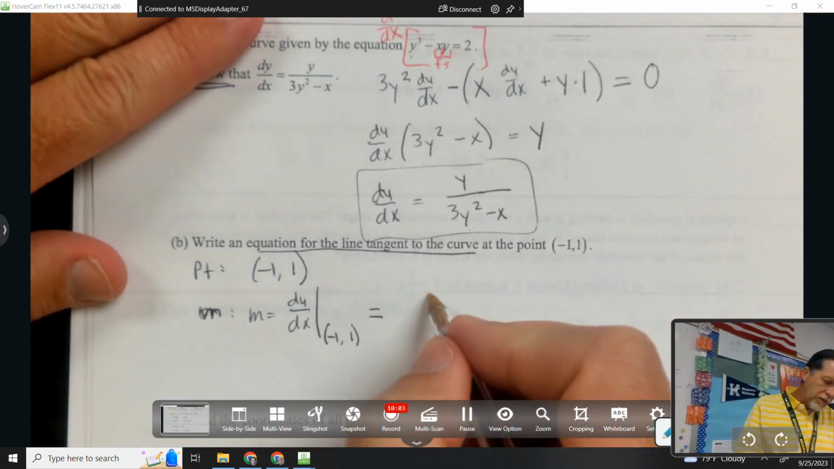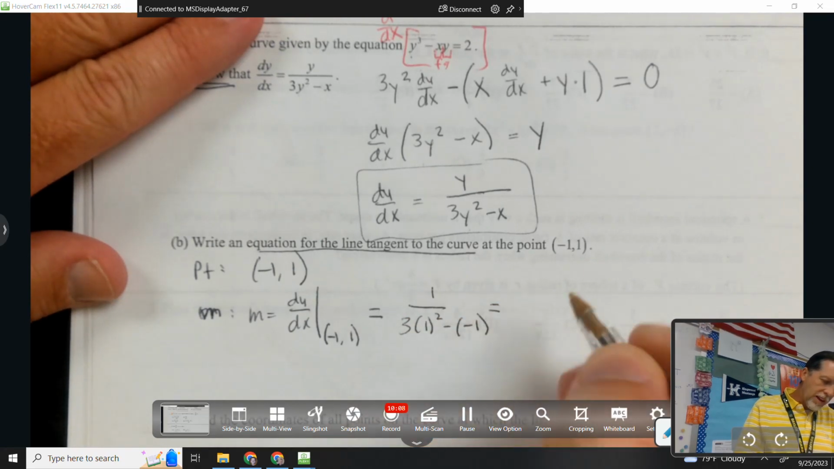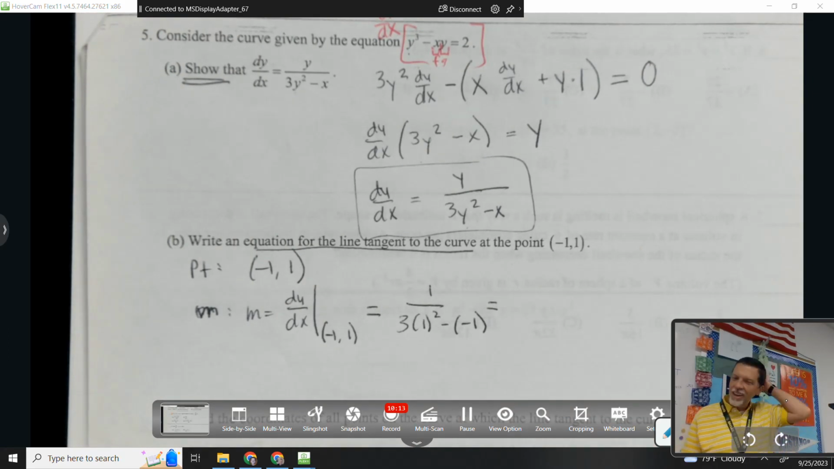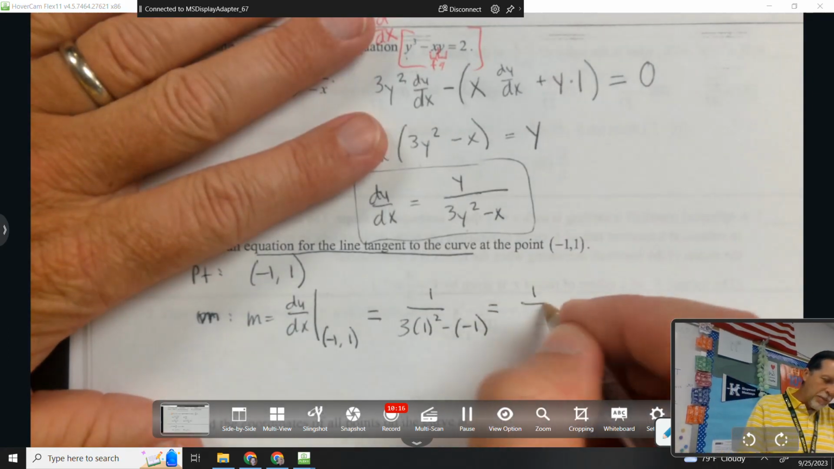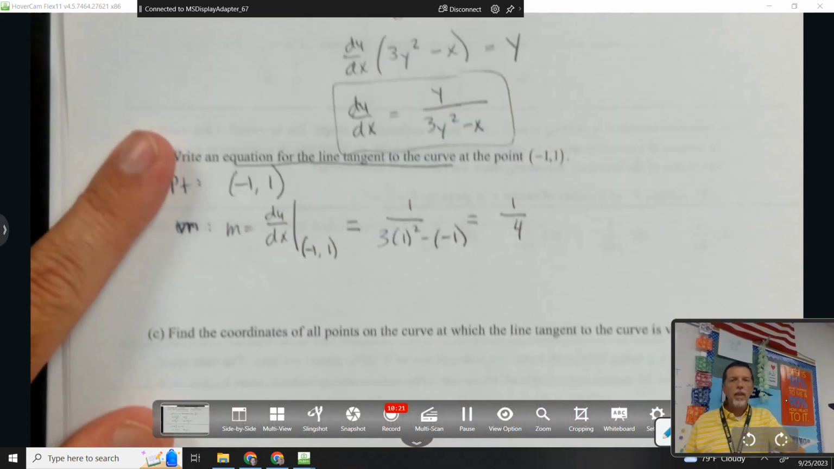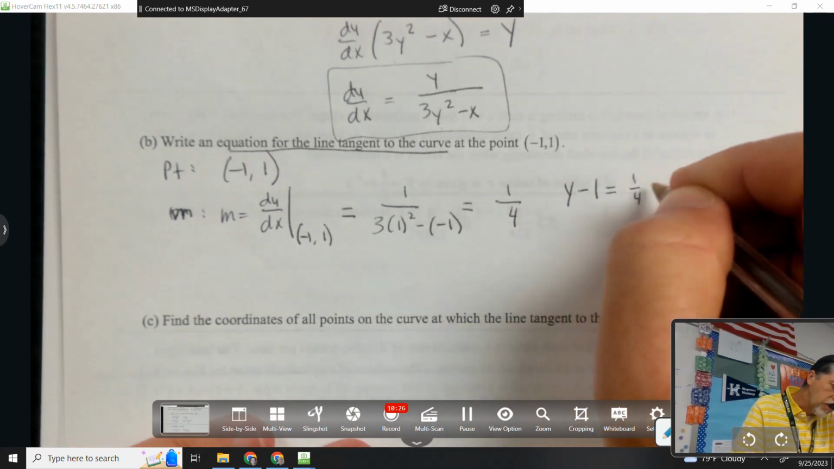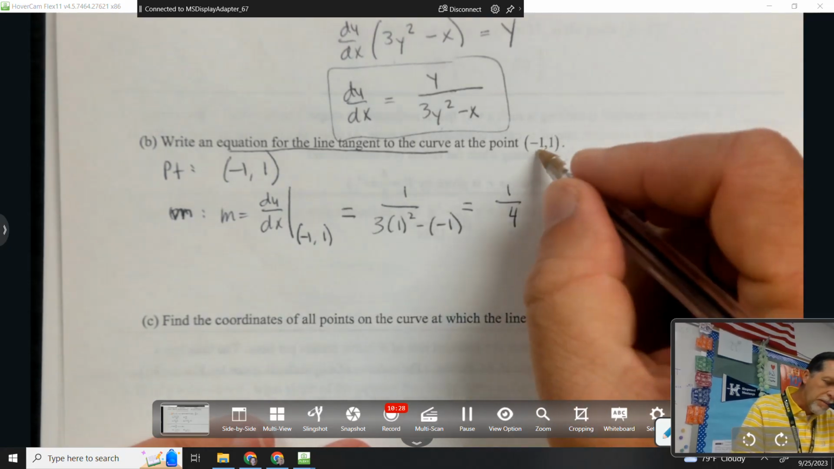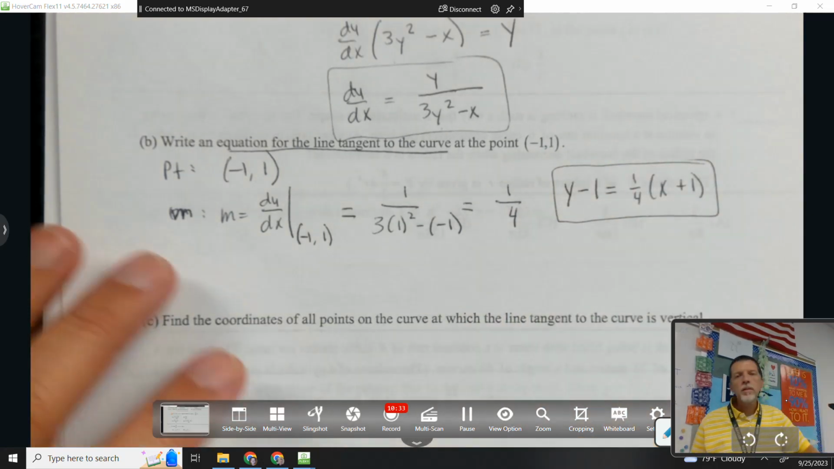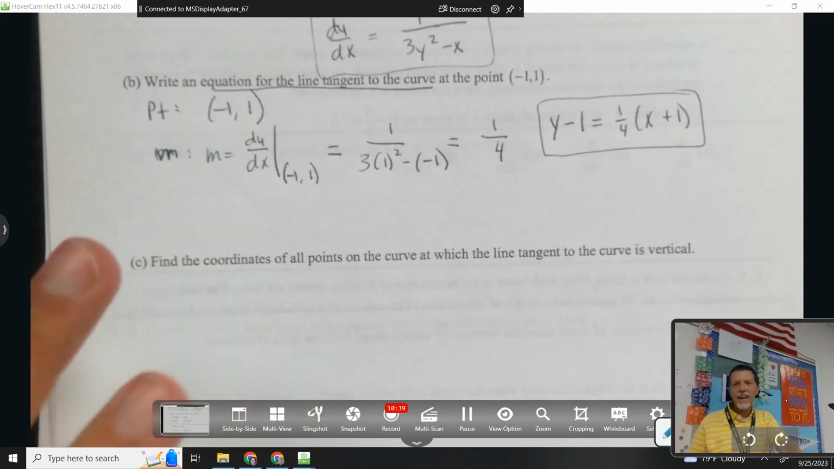So 1 goes in for y. -1 goes in for x. That would be an okay way to leave it. It just looks messy, and I don't want to keep writing that, and it's easy to simplify. So 3 plus 1 is 4. So y minus the y coordinate equals the slope times x minus -1, so x plus 1. And that's point slope form. We like that. We're good with that.